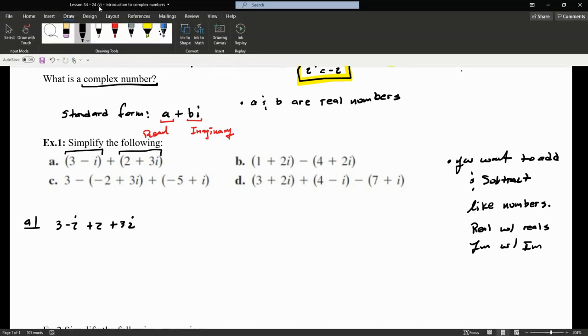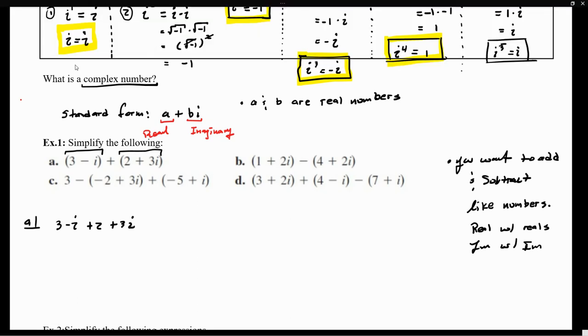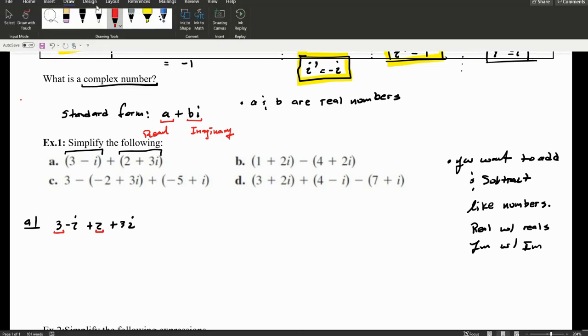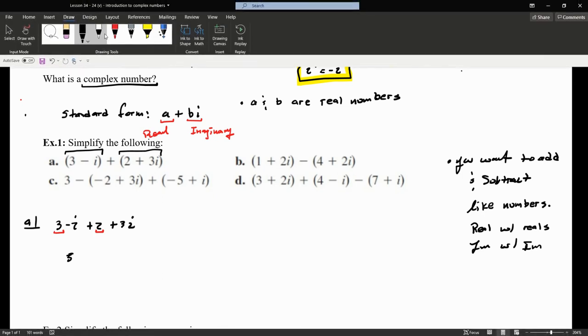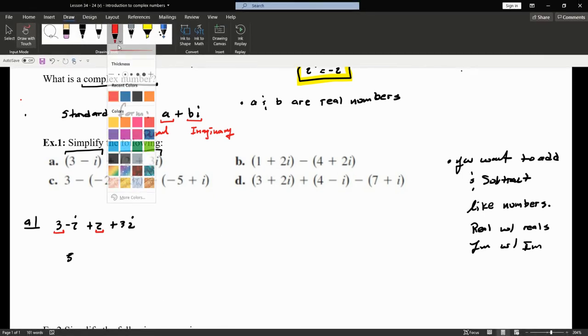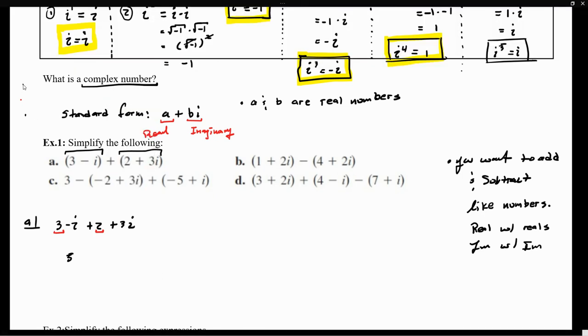So what are the real numbers of this expression? Well, the real numbers are 3 and 2 because they don't have an i on them, so they're real. So if I combine them, I get 5. So this is what I mean by combining like terms. Reals with reals. I added a real with the other real. Now, let's add up the imaginaries. Well, notice that now we have 2 imaginaries. I have negative i plus 3i.